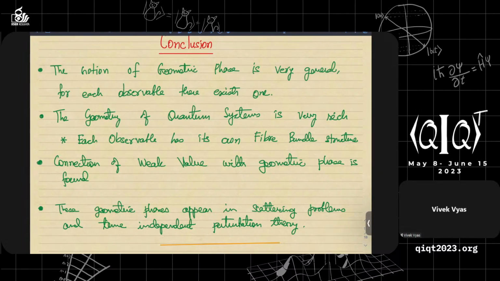And yes, in this work, we found that the weak value of the observable plays a very important role in connecting the old and new geometric phase, the generalized geometric phase and the usual one. And the geometric phase is physical. It appears in scattering problems, in time independent perturbation theory, and many other cases as we have discussed in our work.